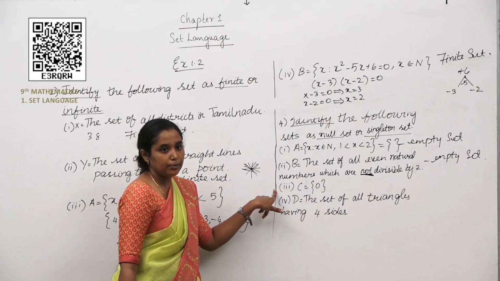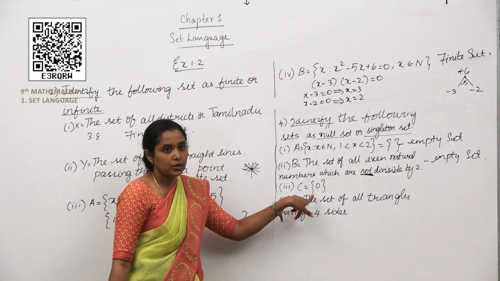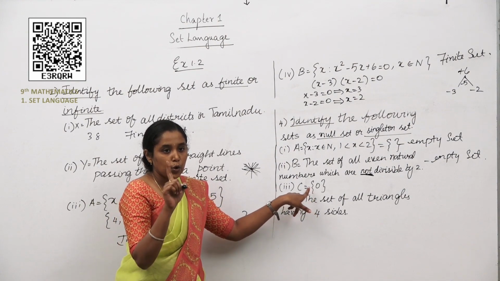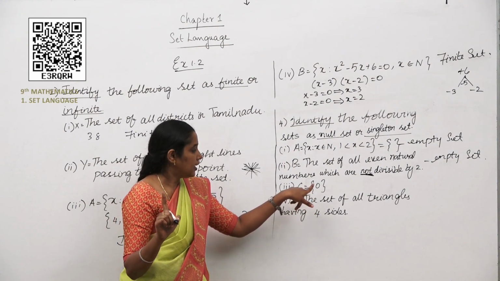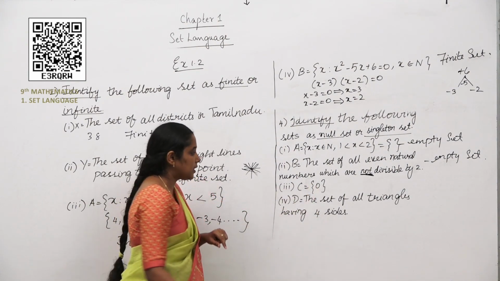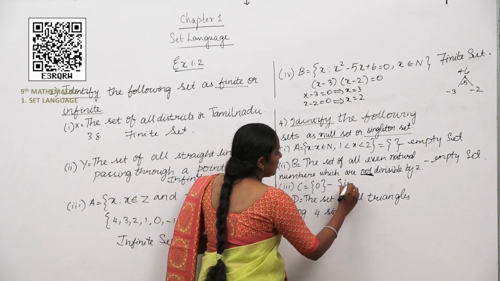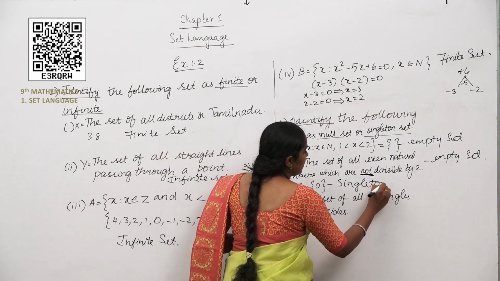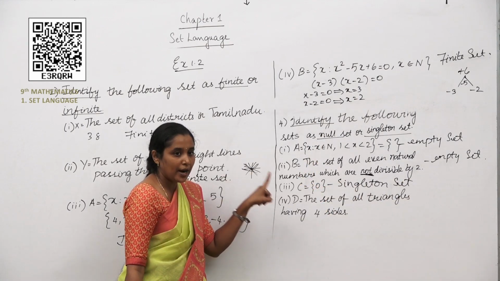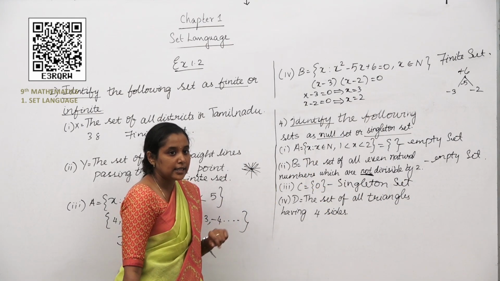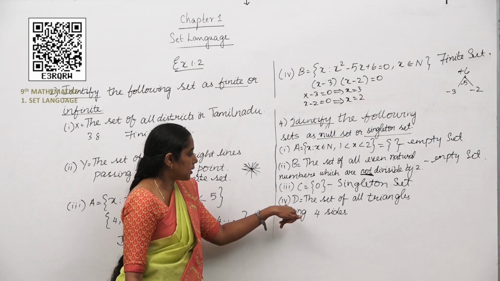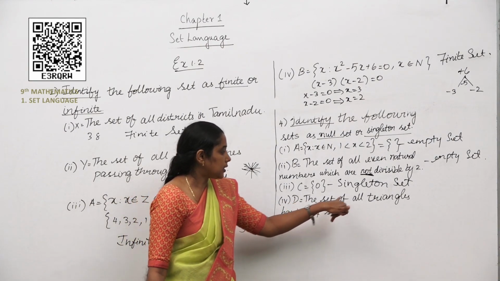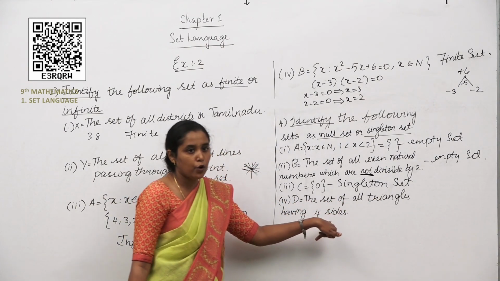So, next one, third subdivision, C is equal to {0}, a singleton set. Only one element is there in the set bracket. So, you will say it is a singleton set. One element is there means it is a singleton set. Fourth subdivision, D is equal to the set of all triangles having 4 sides.